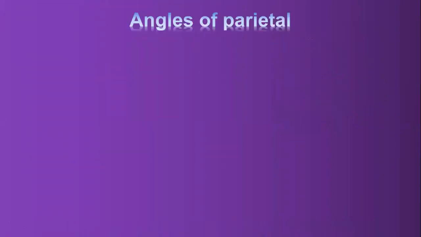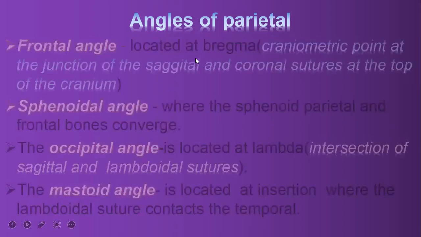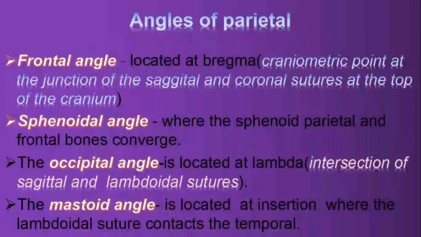So as we have seen, we were told that the parietal is a quadrilateral bone, and that brings us to these angles of the parietal. For the first one, we have the frontal angle, which is located at bregma, and that is the craniometric point at the junction of the sagittal and coronal sutures at the top of the cranium.